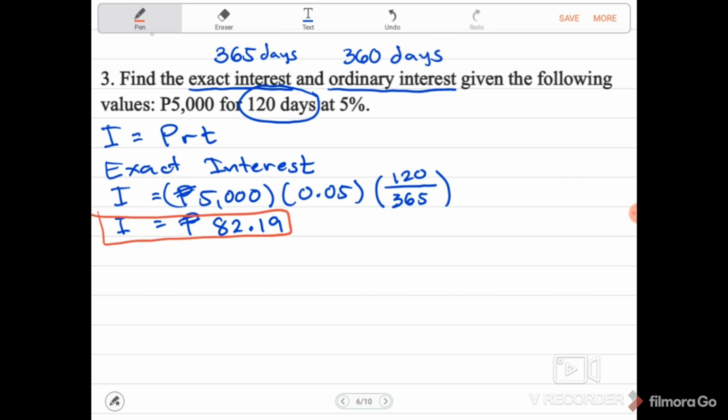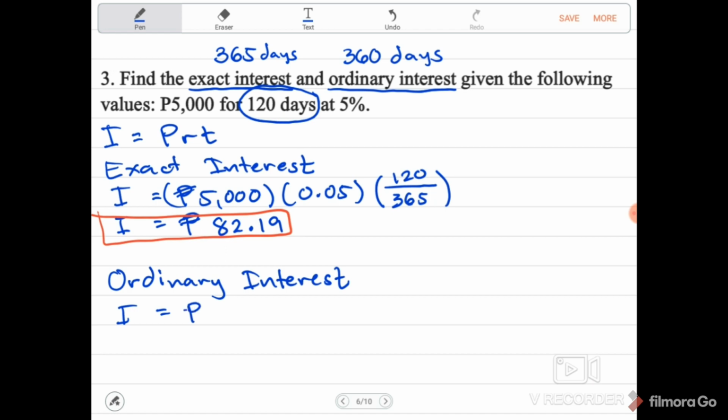Okay? Paano naman sa ordinary interest? So, ordinary interest. Tignan natin kung saan bang mas malaki ang tubo, sa exact interest ba or sa ordinary interest.